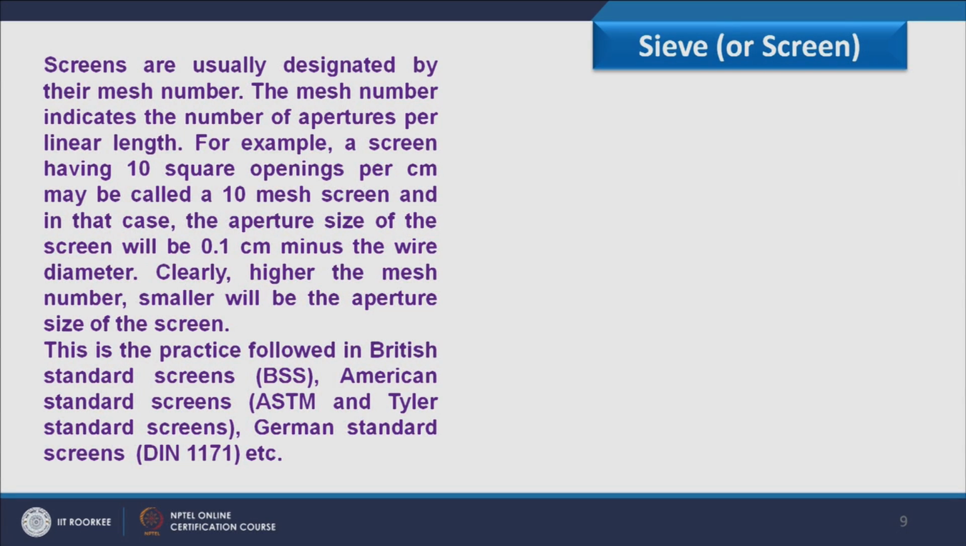Therefore, the higher the mesh number, the smaller the aperture size of the screen, because the length would be uniform, that is 1 centimeter. If I consider a 100 mesh screen, 1 divided by 100. So, obviously aperture size will keep on decreasing as we increase the mesh number. This practice is followed in British standard screen, that we call BSS, American standard screen, ASTM, and Taylor standard screens, German standard screen DIN 1171, etc.